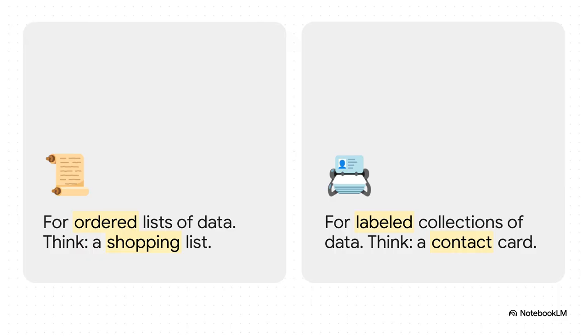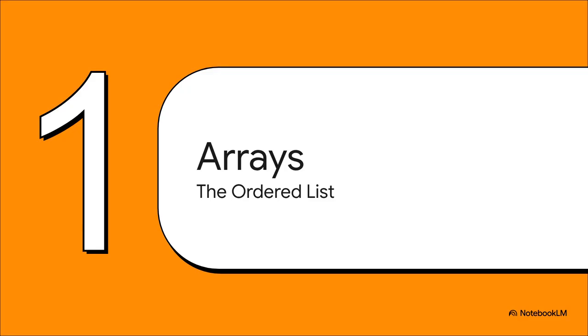And this is exactly where our two power tools come into play. On one side, we've got arrays. These are your go-to for any kind of ordered list. Just think of a shopping list. The order matters. On the other side, you've got objects, which are perfect for labeled collections of stuff. Think of a contact card in your phone. You don't care about the order, you just care that you have a label called name and another one called phone number.